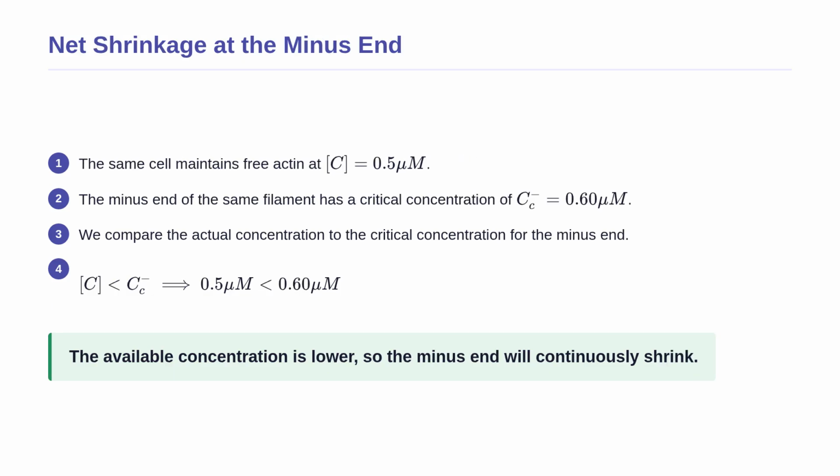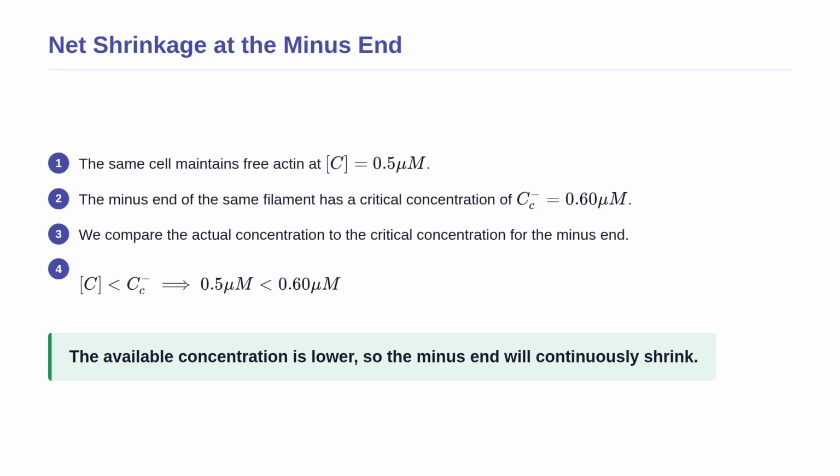Now that we have evaluated the plus end, let us look at the minus end of that exact same filament. The cellular concentration remains at 0.5 micromolar. However, the minus end has a much higher critical concentration requirement of 0.60 micromolar. Again, we compare the actual concentration to the critical threshold. This time, 0.5 is strictly less than 0.60.